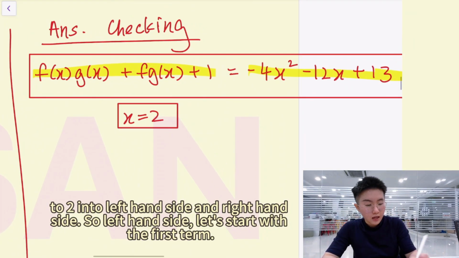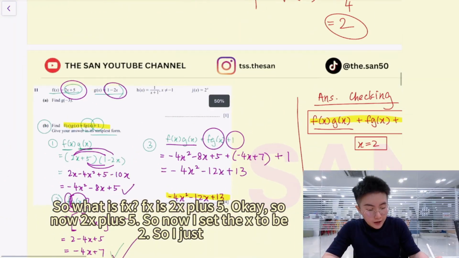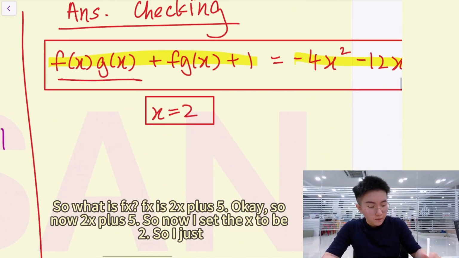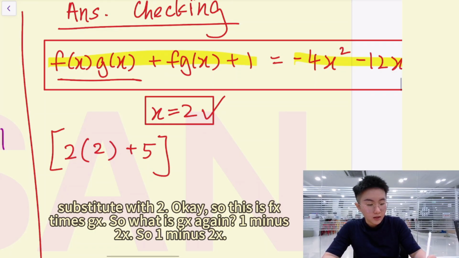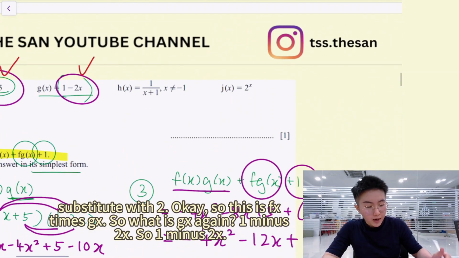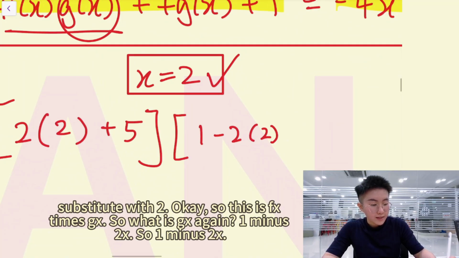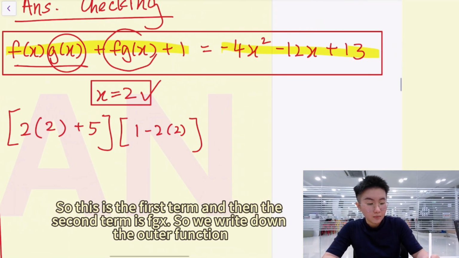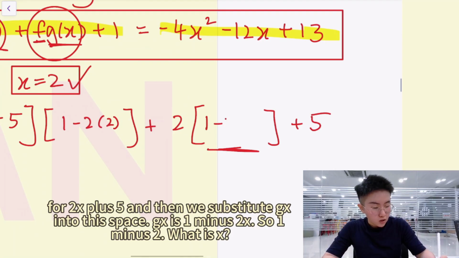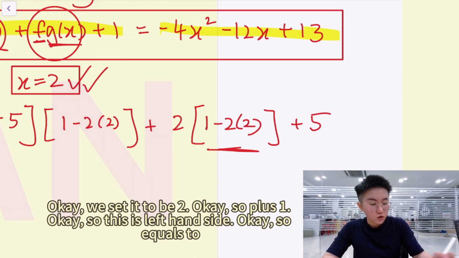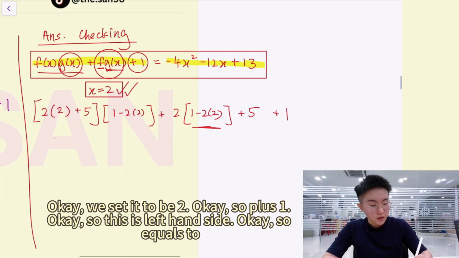Left hand side, let's start with the first term. What is f(x)? f(x) is 2x plus 5. Now I set x to be 2, so I just substitute with 2. This is f(x), times g(x). What is g(x) again? 1 minus 2x. So this is the first term. And then the second term is f(g(x)). We write down the outer function 2x plus 5, and then we substitute g(x) into this space. g(x) is 1 minus 2x, so 1 minus 2 times, what is x? 2. We set it to be 2. Plus 1. So this is the left hand side.